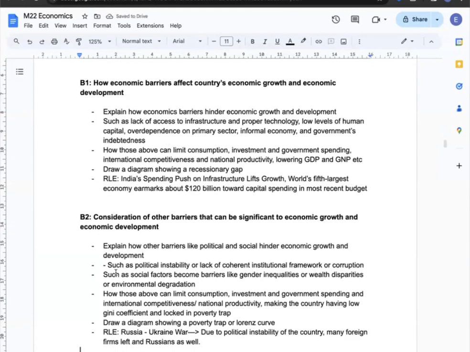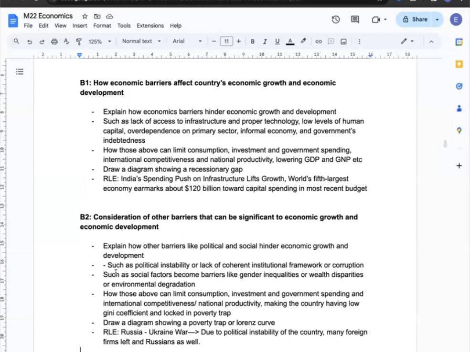Next, I can focus on the consideration of other barriers that can be significant to economic growth and development. I can explain how other barriers like political and social barriers can hinder economic growth and development as much as the economic barriers do, such as political instability or lack of coherent institutional framework or corruption, or social factors like gender inequalities, income disparities, environmental degradation. And then I can say how those above can limit consumption, investment, and government spending, international competitiveness, national productivity. So they are also largely related to affect economic growth and economic development.